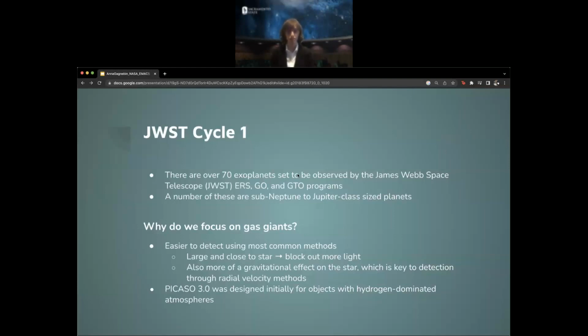These hot gas giant planets specifically are large and close to their stars, so they block out more light, making them easier to see through transit. They also have more of a gravitational effect on the star, which makes them easier to detect through radial velocity. And this code was initially designed for objects with hydrogen-dominated atmospheres, so those would be brown dwarfs and then these gas giant planets as well.